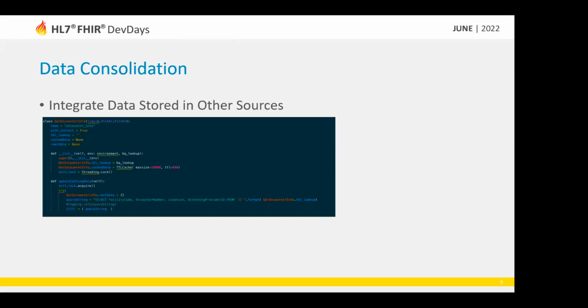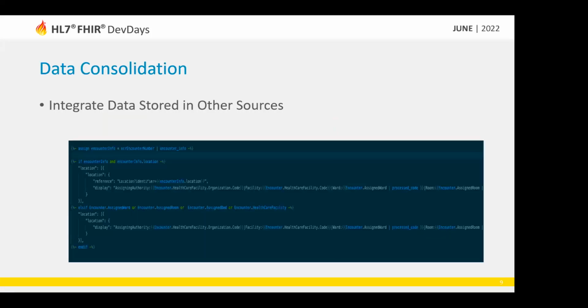So this is a piece of code calling back to the database. And you can see once we call the filter encounter information, then we put the retrieved data into the final template. And so we can have the location and practitioner information in the encounter instance.